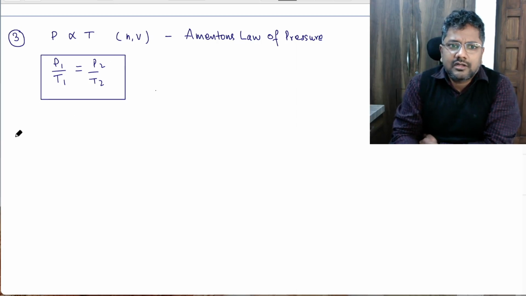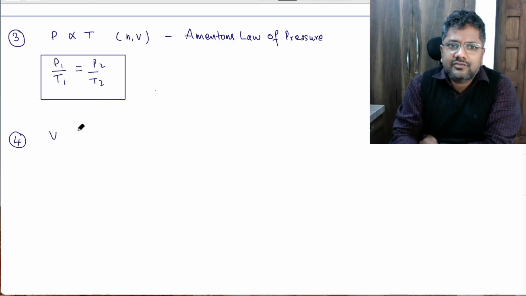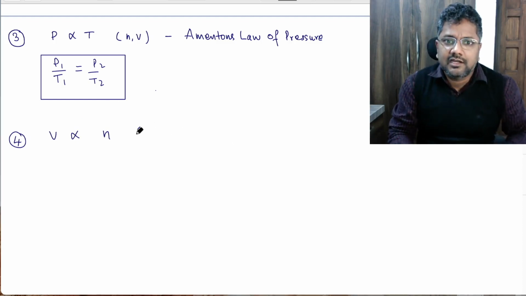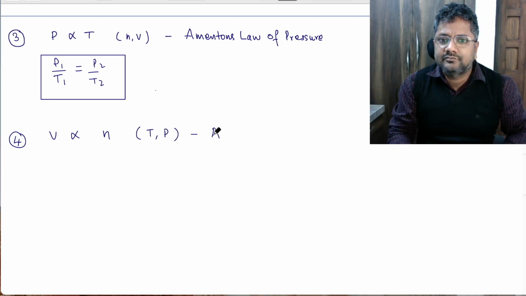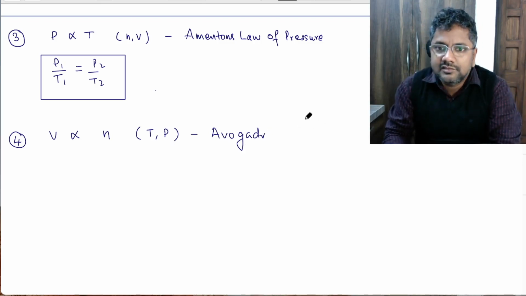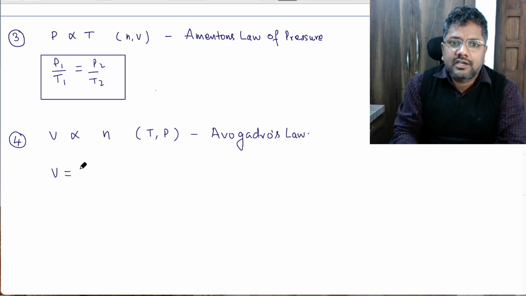One more law, fourth, that is one more combination left, V and N. So V is directly proportional to N if T and P are constant, and all of you know this. This is called Avogadro's law, right? Or V is equal to K into N.